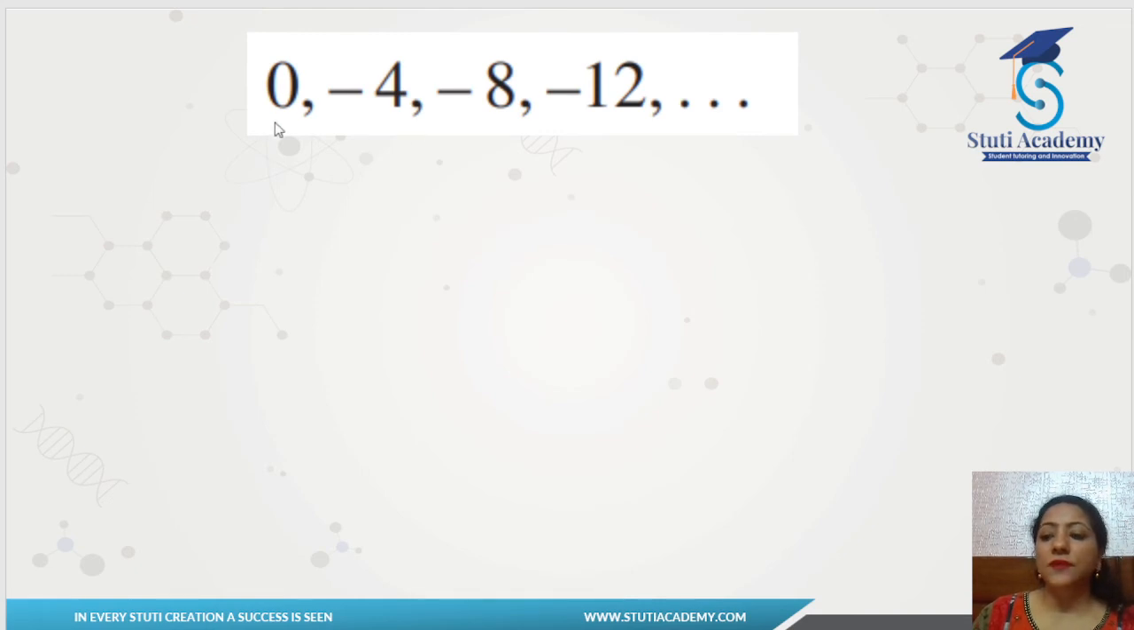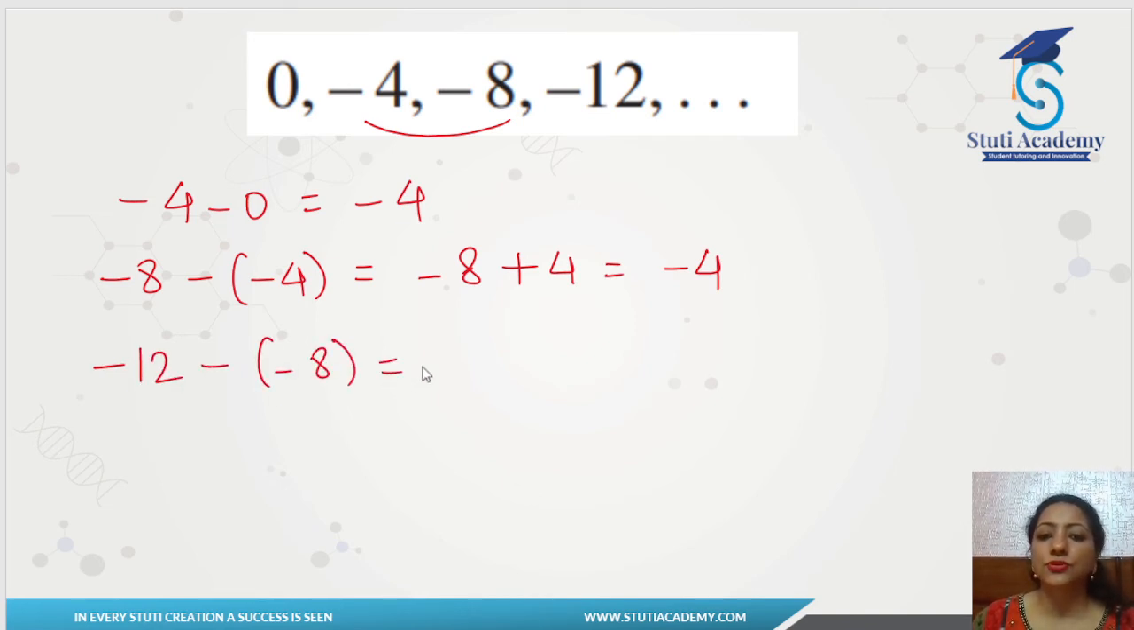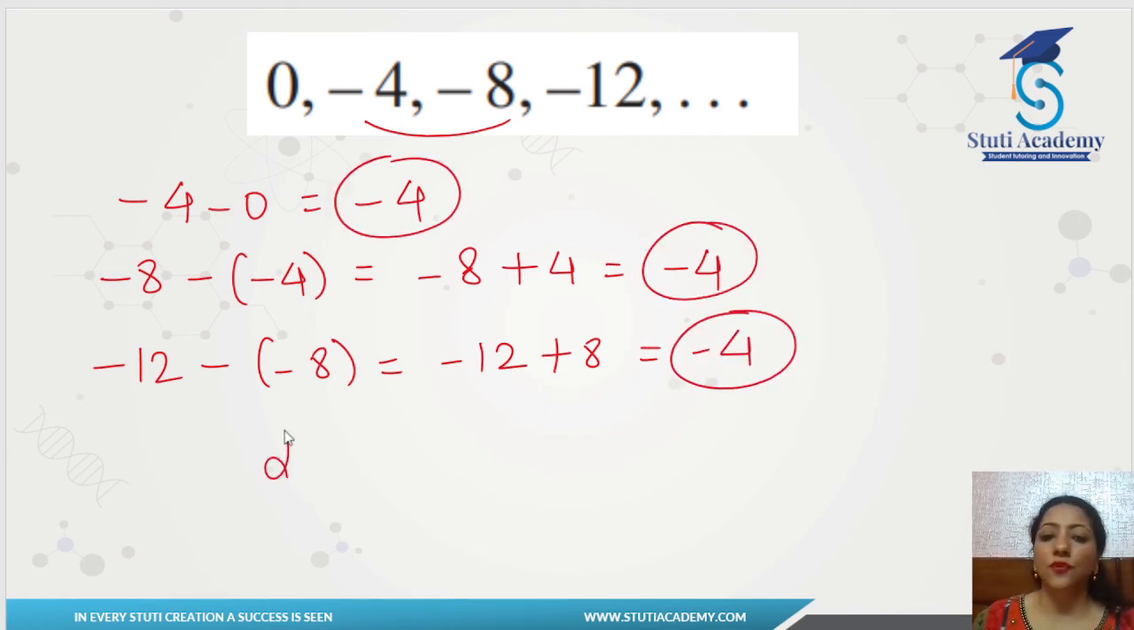Now coming to this one, we have 0, minus 4, minus 8, minus 12. Please notice it's very clear every time we are adding minus 4 to get the next term. You can also solve if you want to. Minus 4 minus 0 is minus 4. If you take these two, you will get minus 8 minus minus 4, that is minus 8 plus 4, that is minus 4. Minus 12 minus minus 8 gives you minus 12 plus 8, that is minus 4. So yes, we have a common difference, minus 4. It is an arithmetic progression.